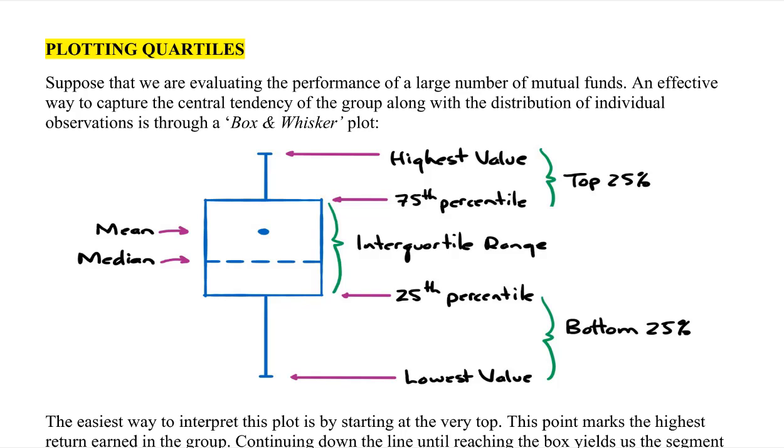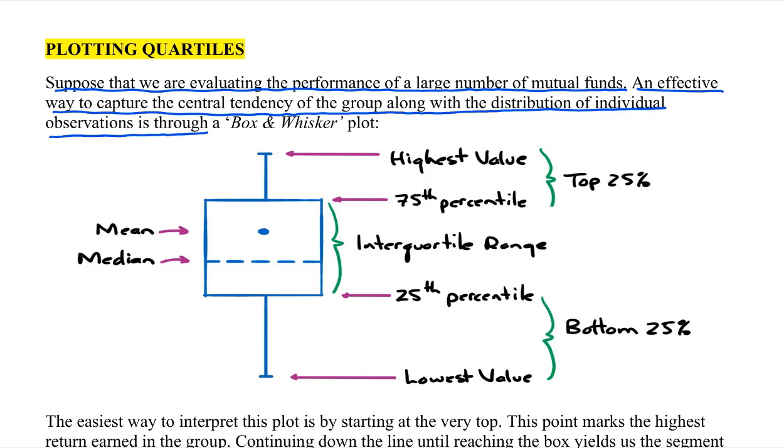Plotting quartiles. Suppose that we're evaluating the performance of a large number of mutual funds. An effective way to capture the central tendency of the group, along with the distribution of individual observations, is through a box and whisker plot, which is what this is right there. So let's have a closer look.